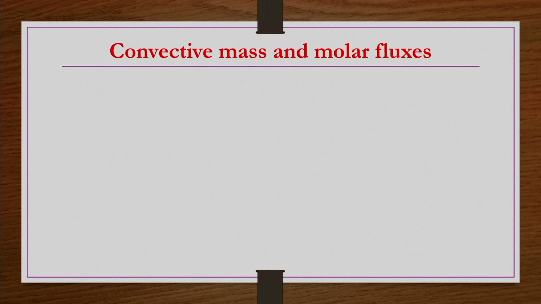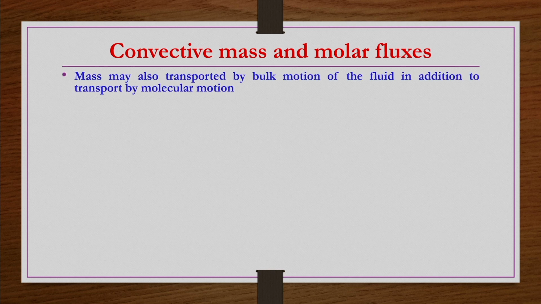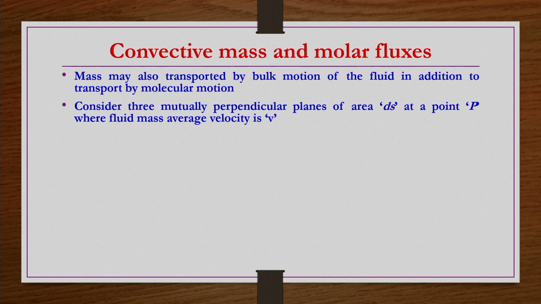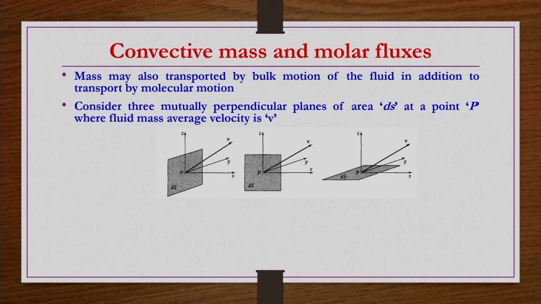So, now the expression for convective mass and molar fluxes. The flux is by convection, but we are going to write it in both mass and molar units. That is the reason it is convective mass flux and then convective molar flux. Mass may also be transported by the bulk motion of the fluid in addition to the transport by molecular motion, that we understand. Now, consider three mutually perpendicular planes of area ds at a point P, where the fluid mass average velocity is V, and then pictorially it is represented by this.